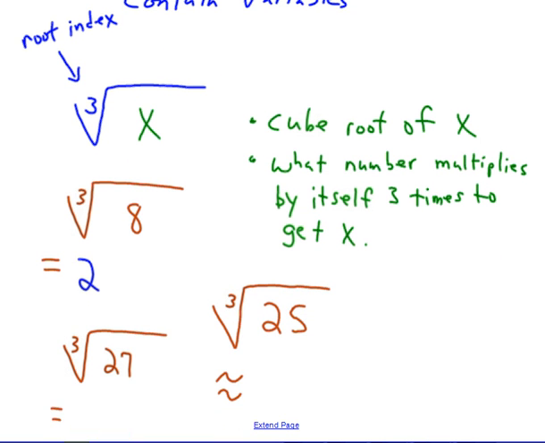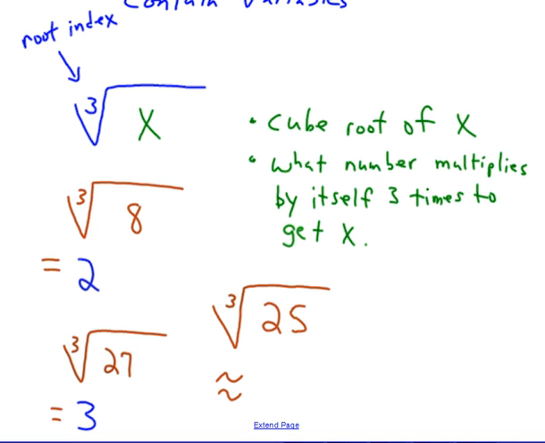Another one. Cube root of 27. What do you think, Caroline? What would multiply by itself 3 times to get 27? Let's go lower. 3. It's 3. So you understand why? Because 3 times 3 is 9, and 9 times 3 is 27. So that's the cube root of 27.